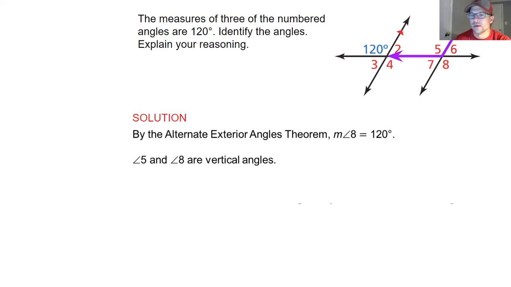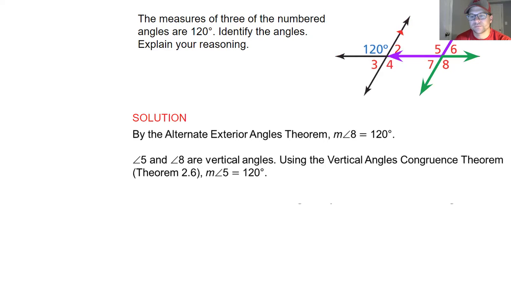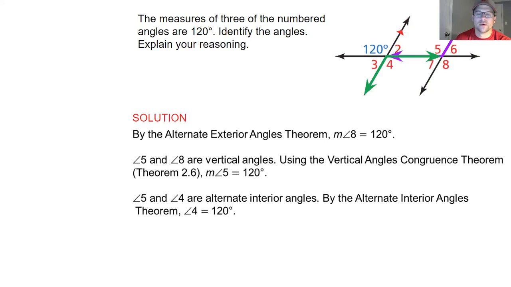Then we could also look at the corresponding angles from 120 to number 5. Notice how they're both in the upper left-hand corner. Or you could also use the fact that 5 and 8 are vertical angles, and you know that vertical angles are congruent. So 5 and 8 are going to be the same, which means that 5 is 120 degrees. And the last one would be to find angle number 4. Angle number 4, you could either use 4 and 5 as alternate interior angles, or you could even use 120 to 4 as vertical angles to get number 4 is equal to 120 degrees.